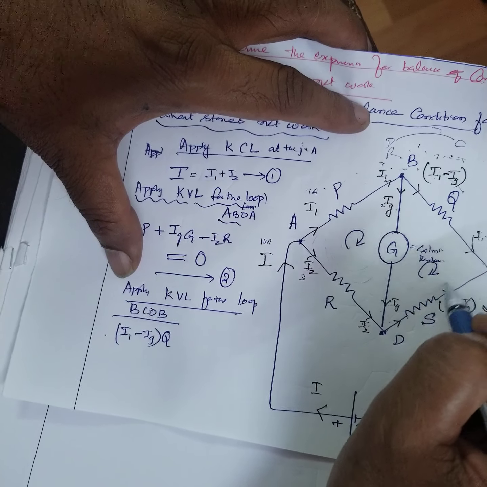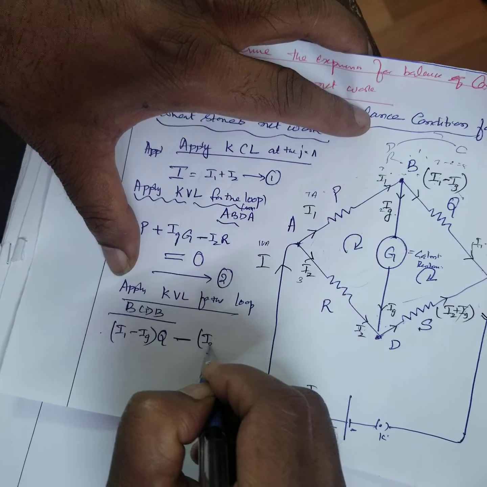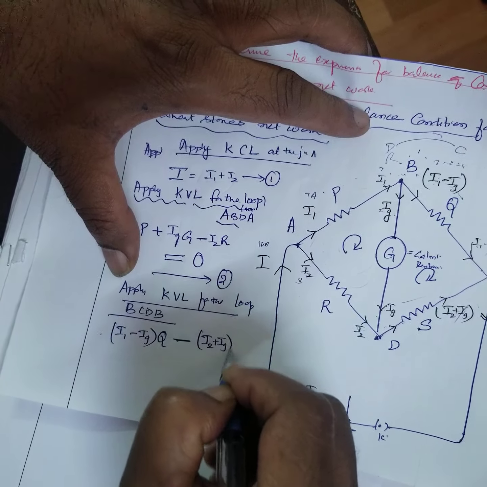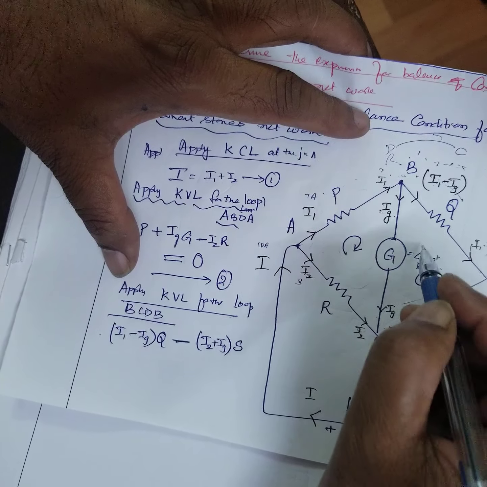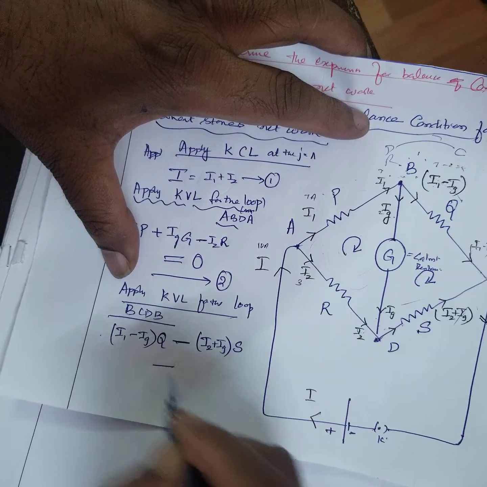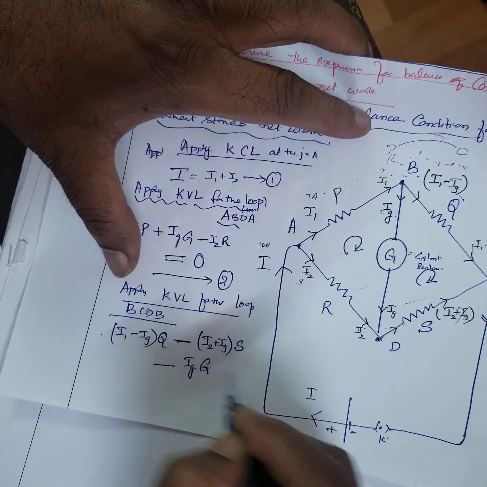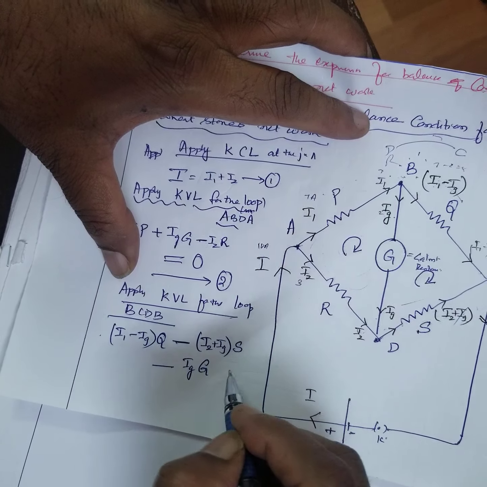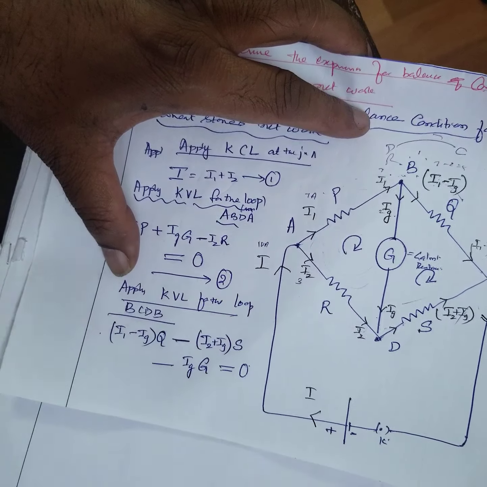Then again you are against the flow. See it like this, this is against the flow. Again current, I2 plus Ig, into S. Then you are going like this, against. Minus Ig into G is equal to what? There is no battery here, is there? 0.